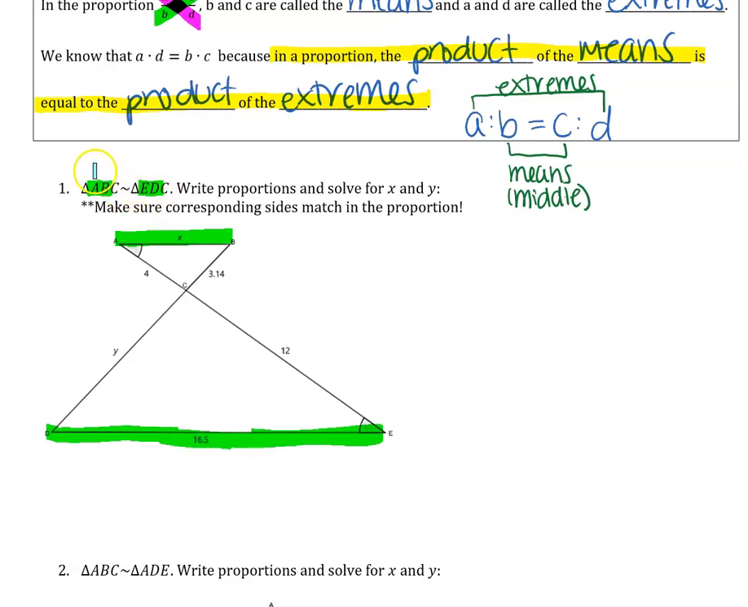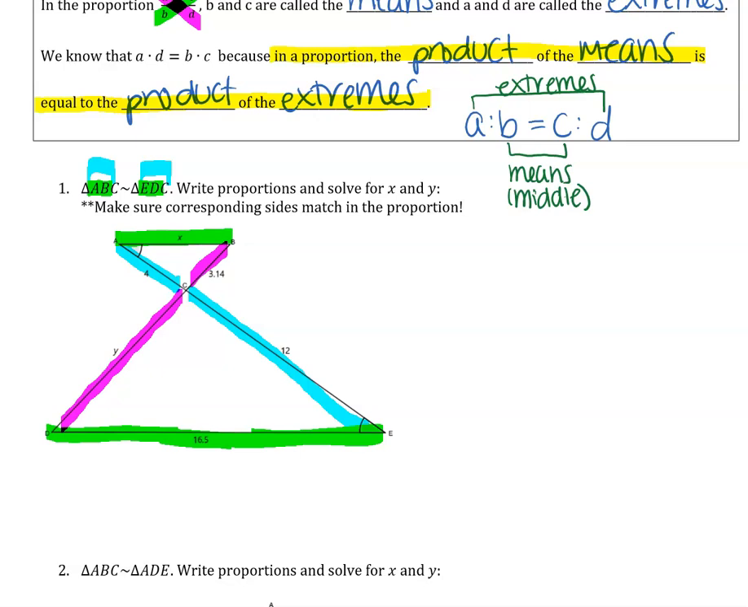Then I know that AC maps to EC, excuse me. I just picked the outside ones, so AC corresponds to EC. And then obviously by default, these must correspond. A nice and colorful picture.